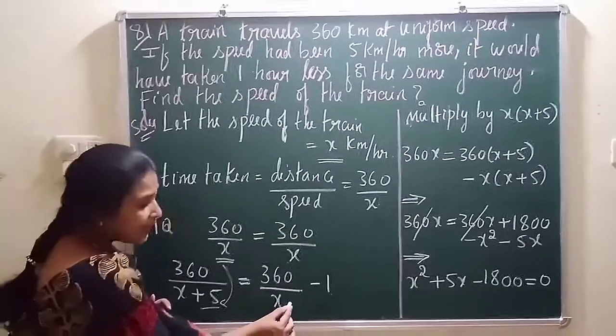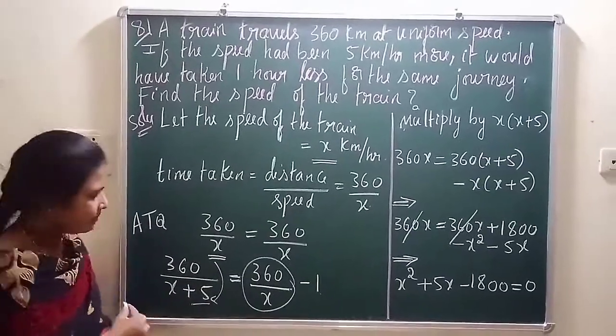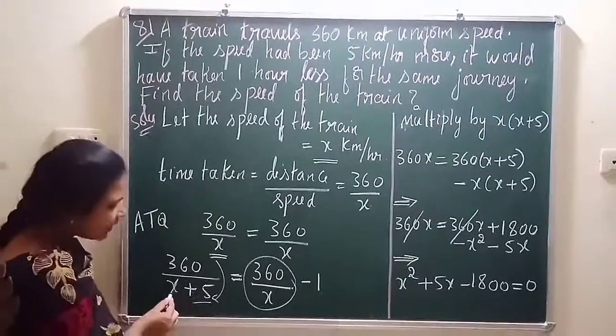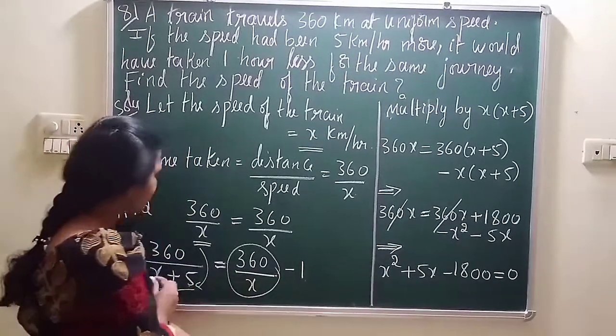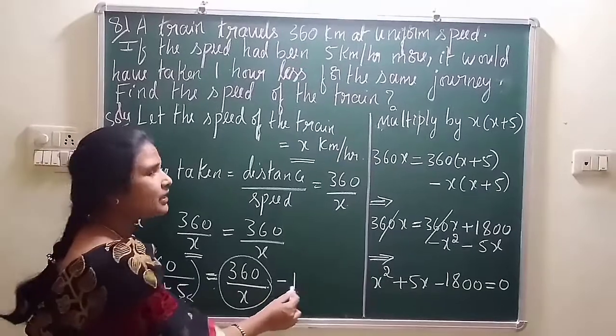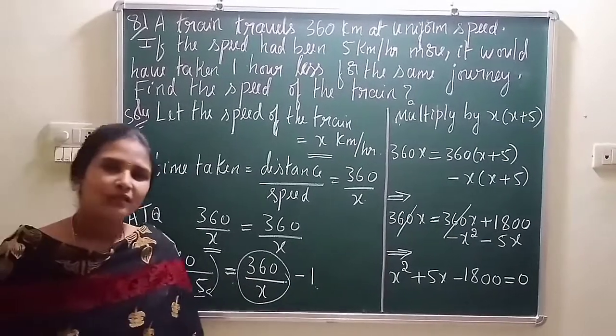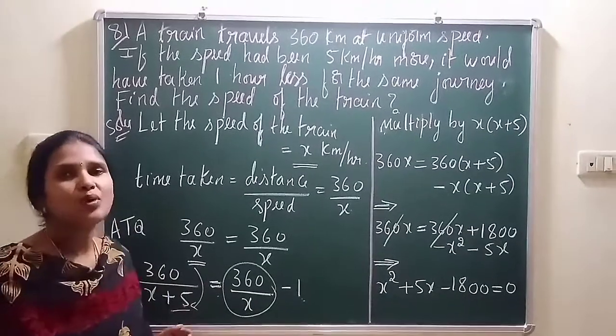You should not write minus 1 on the speed side, because this whole term is nothing but time, and the denominator is speed. So I have changed the speed here and I have changed the time here. So we got 360 by x plus 5 equal to 360 by x minus 1. So it is not a quadratic equation. We got a reducible equation. So how to reduce this into a quadratic equation?